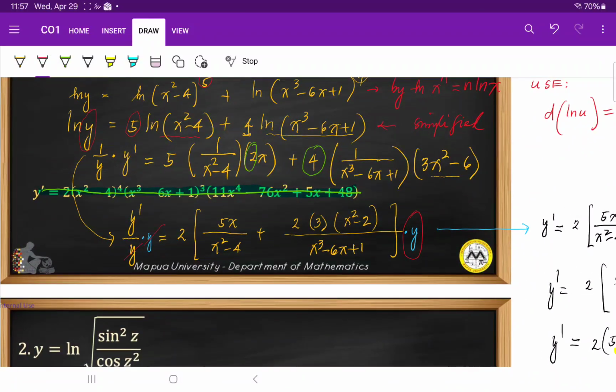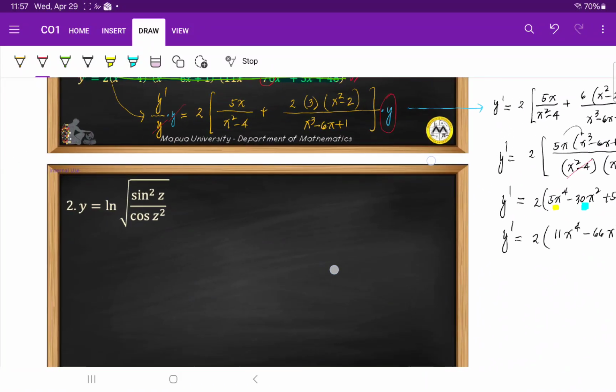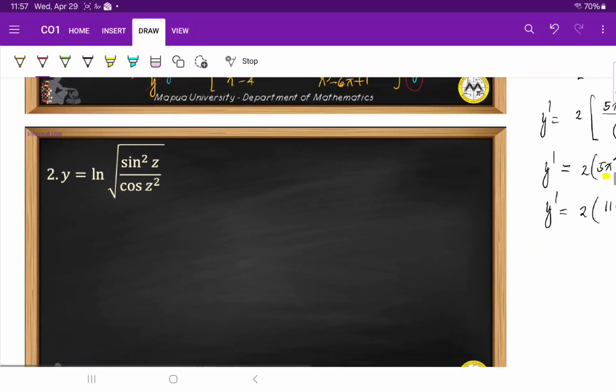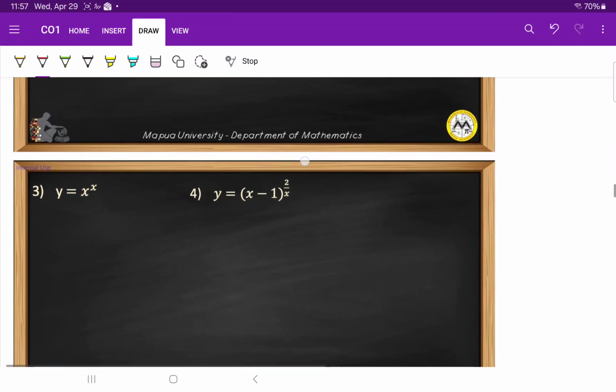This one here, but there's a mistake here. This should be 66. Okay, so we get the same answer. Now we go to number 2. But before that, let's skip number 2 and proceed with numbers 3 and 4.